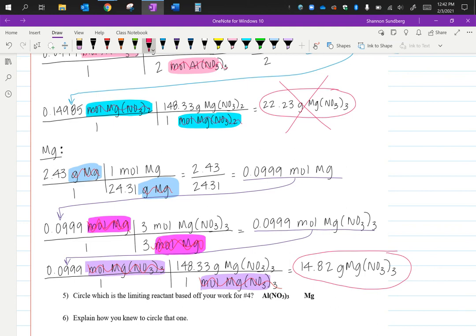Okay, so the limiting reactant is what you started with. So the magnesium in this instance is the limiting reactant. Okay, how do you know? Because it's what's limiting you. It's what's running out first. You can't possibly make more than what you are limited by.